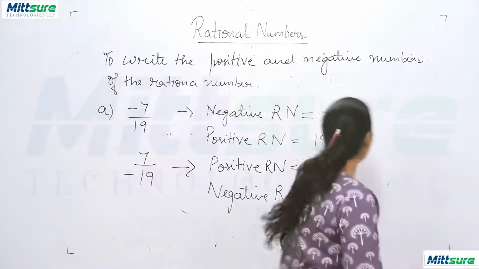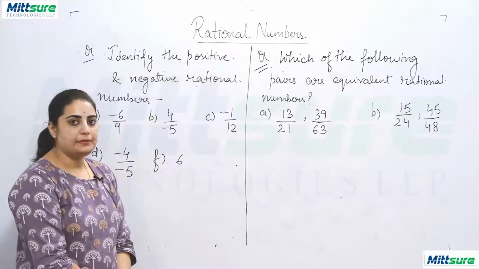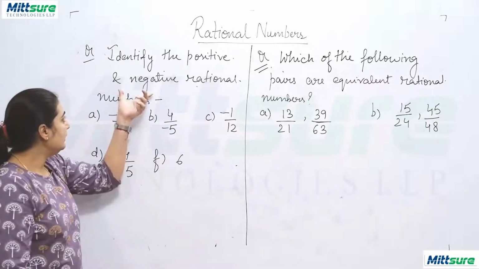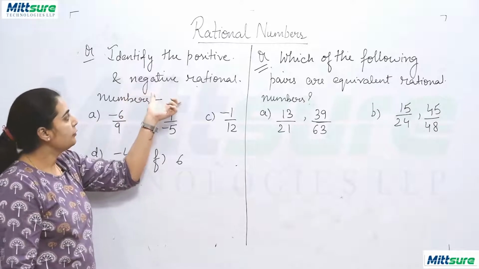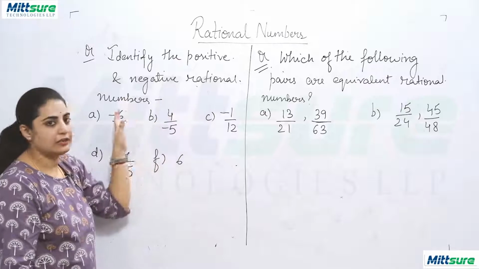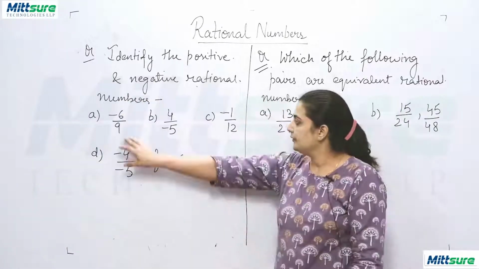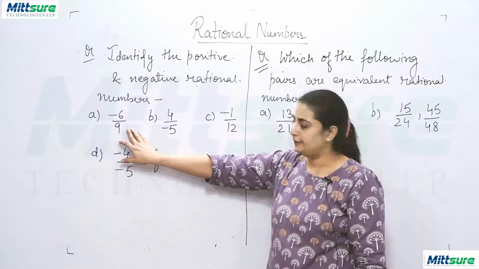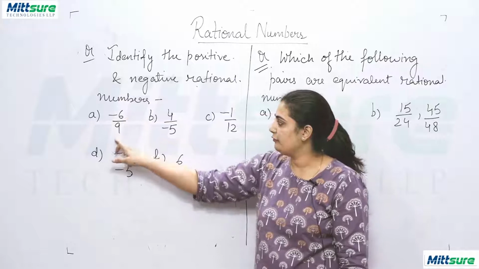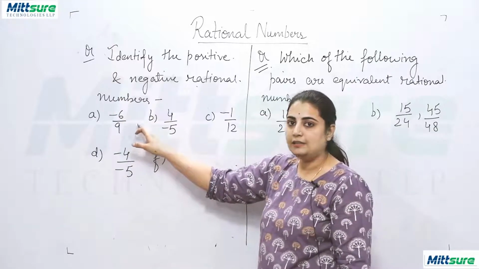Now let's take some other examples on the topics which we have started till now. In that section only, another type of question which is asked is to identify the positive and negative rational numbers. Now let's have a look here. This is minus 6 upon 9. So in this obviously a negative sign is present. So which type of rational number is it? It is a negative rational number.